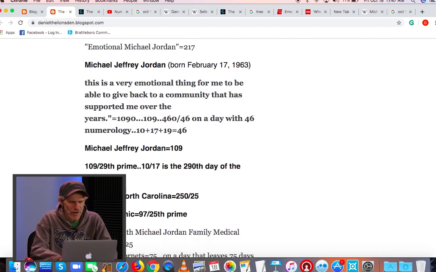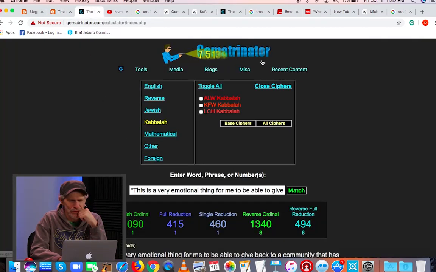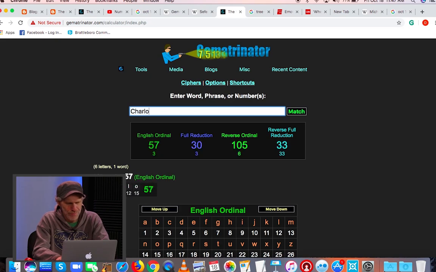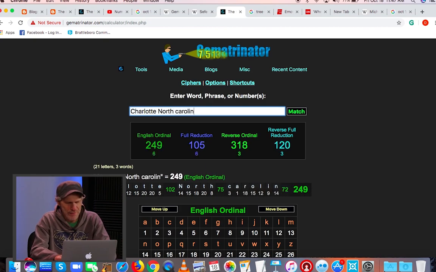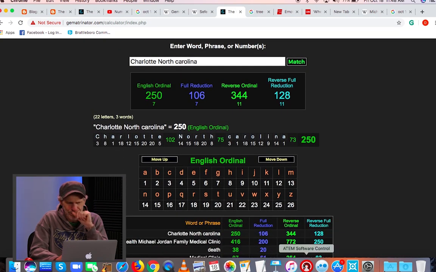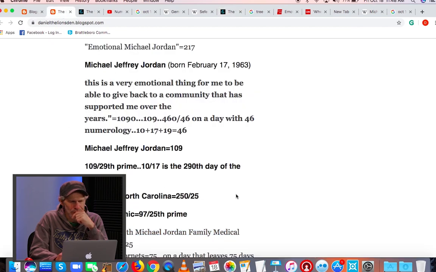Also, when you write out Novant Health Family Michael Jordan Family Medical Clinic, which is a mouthful, that equals 250, like where it's located in Charlotte. See that? 250, like Charlotte, North Carolina. 250, 250. So it's an appropriate place for the building to be built. Right, everything by the numbers.